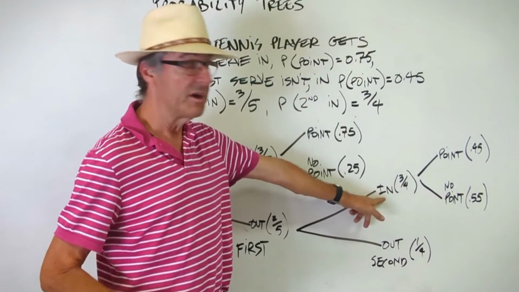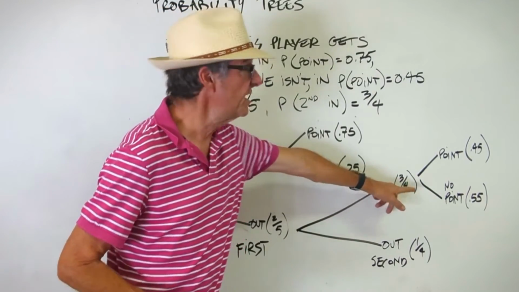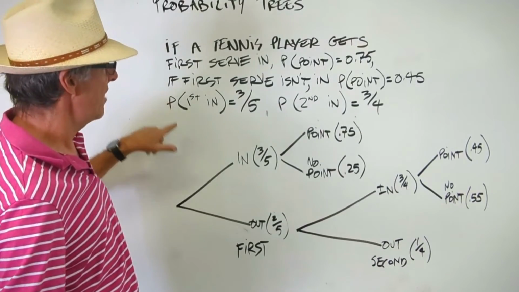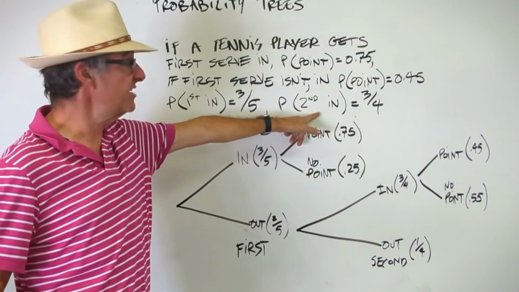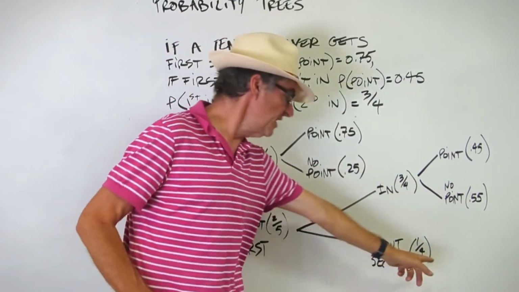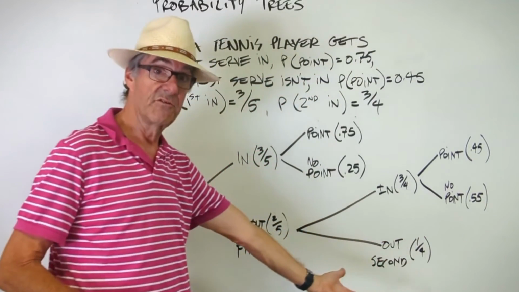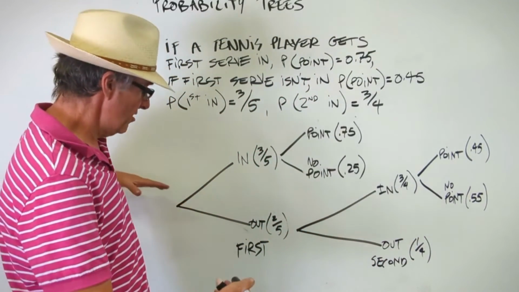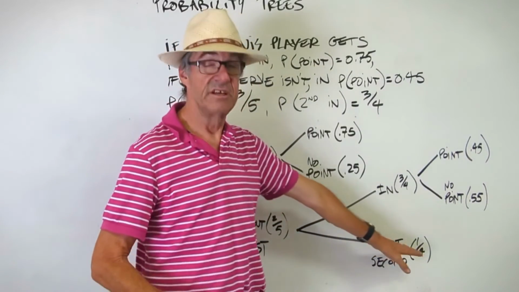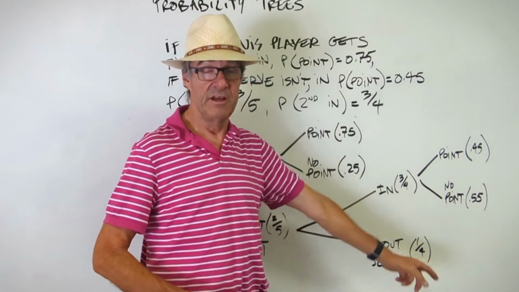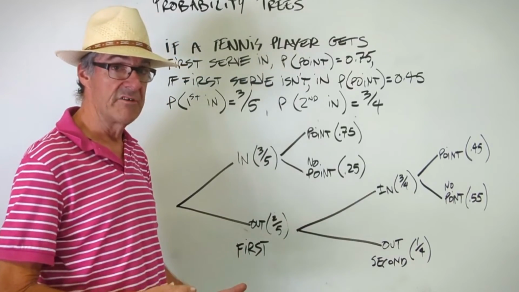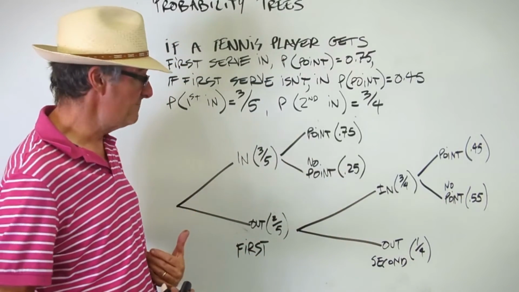The second serve going in has a 3/4 probability. That came from right up here. Probability of second serve in is 3/4. That leaves 1/4 for the second serve going out. And notice here how out, that's no point for the server. They served both serves, they didn't go in the boundary, so the opposing player got that point.